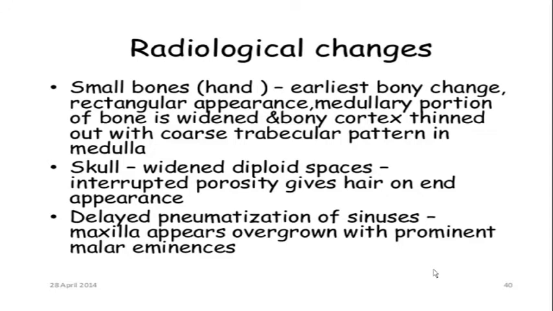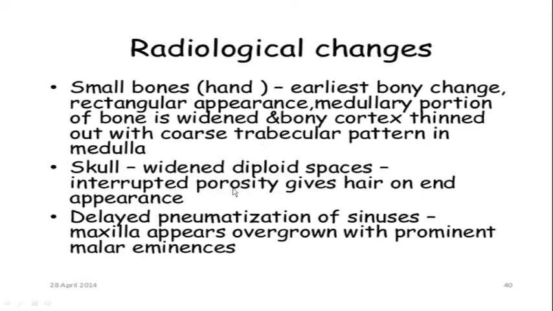Radiological changes in the small bones of the hands: you will have squaring of these small bones with a rectangular appearance, and the medullary portion will be widened and the cortex will be thinned, and there will be a coarse trabecular pattern in the medulla.